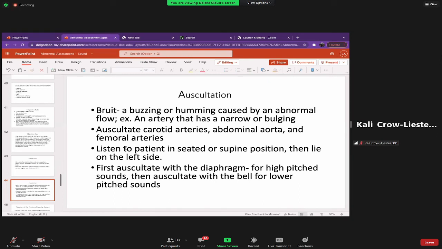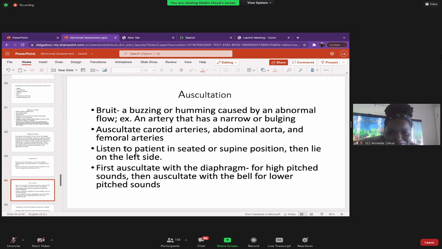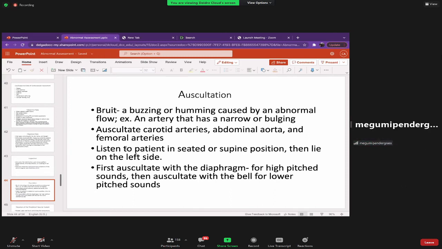The heart, the output from the ventricle, your apical pulse. The apical pulse is the best way to hear it, all right? So they say first you're going to auscultate with the diaphragm for your high-pitched sounds, and then auscultate with the bell for your lower-pitched sounds.